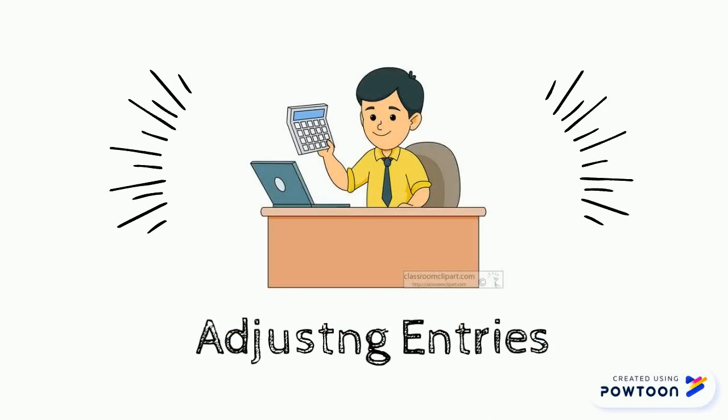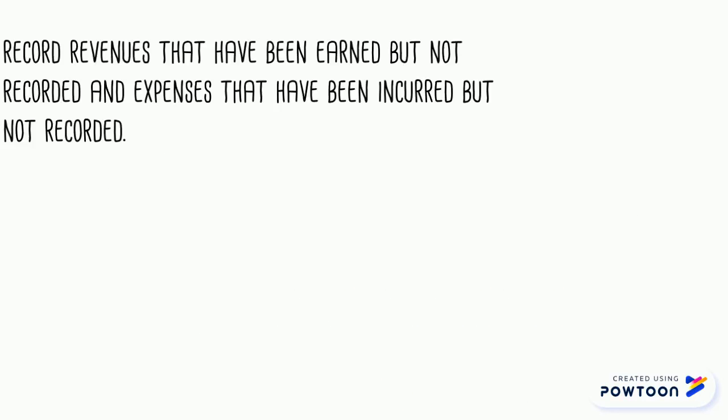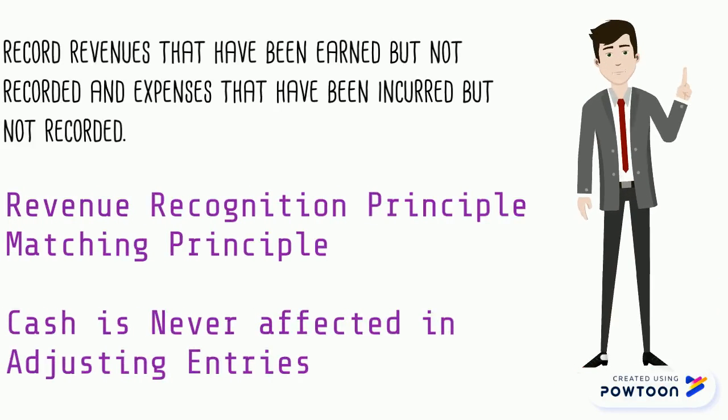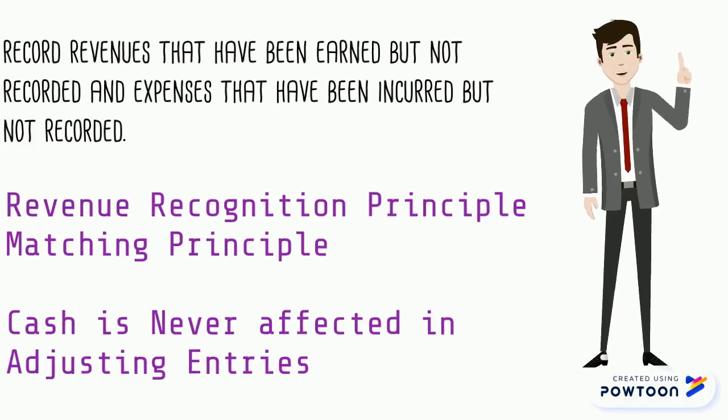Hello! Today we'll be talking about adjusting entries, what it is, how it works, and when it occurs in accounting. Adjusting journal entries are entries made in the general journal to record revenues that have been earned but not recorded and expenses that have been incurred but not recorded.